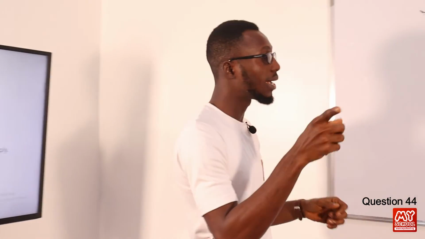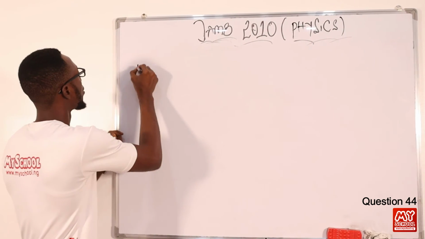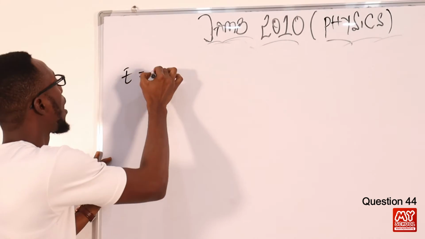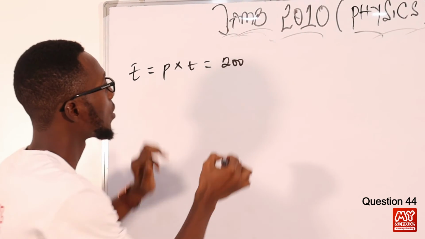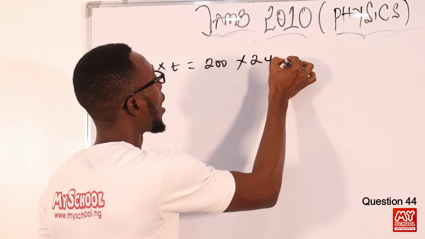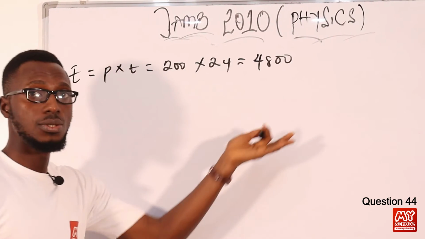So remember that energy equals power times time. So we have our energy consumed equals power times time. Power there is 200 watts times the time frame, which is 24 hours. So I should have 4800.